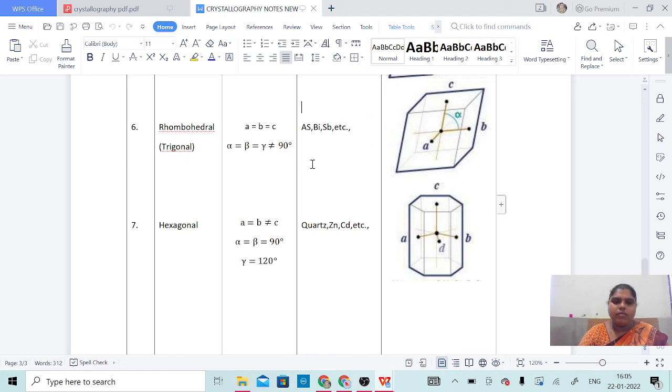Hexagonal: hexa means six. Here a equals b but b is not equal to c. Alpha equals beta equals 90 degrees, but gamma equals 120 degrees. These are some examples of hexagonal structures.